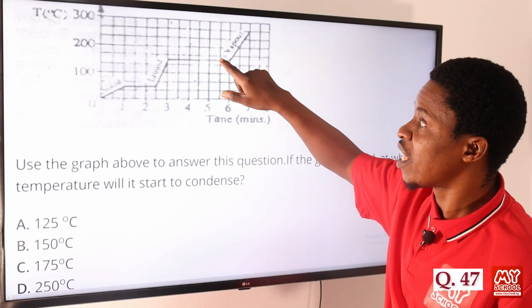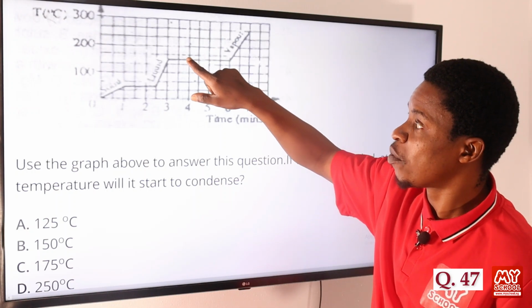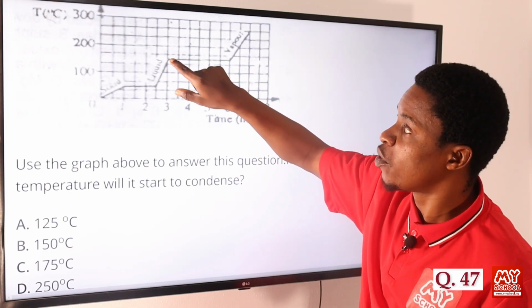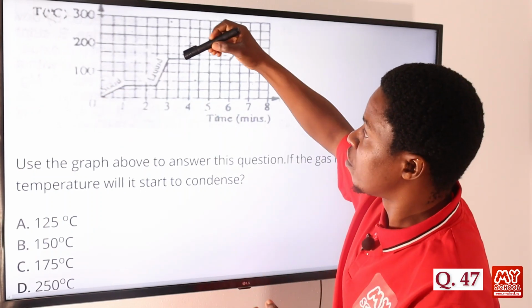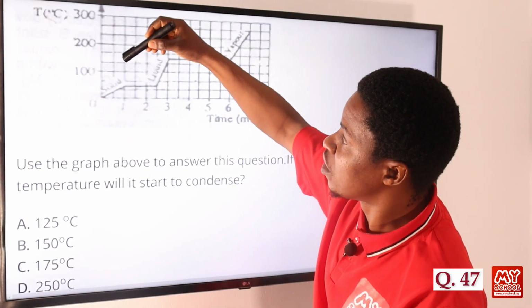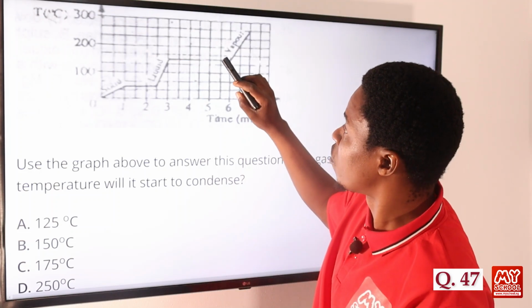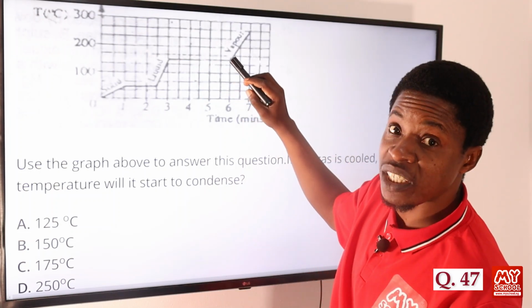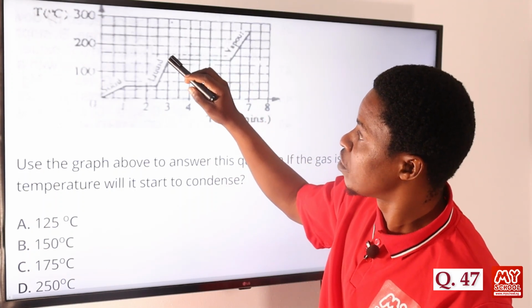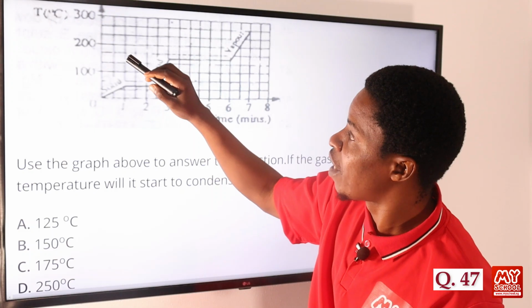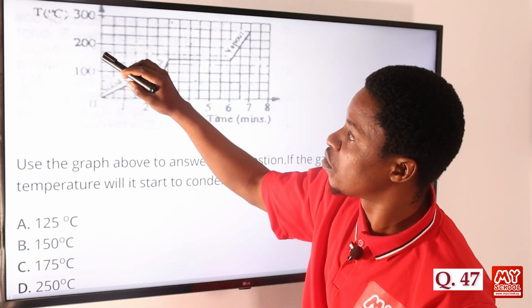So it continues moving that way. At this point, that's the point of condensation. So you can just extrapolate this, straighten it like this, straight to this point. That's where the condensation takes place. That's where the vapor, the gas, is turning into liquid. It's coming here and then it gets to this point. So we trace it down, because we asked at what temperature. So you take it to this place.